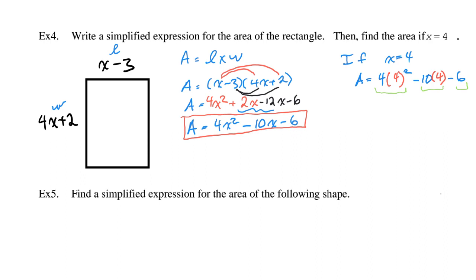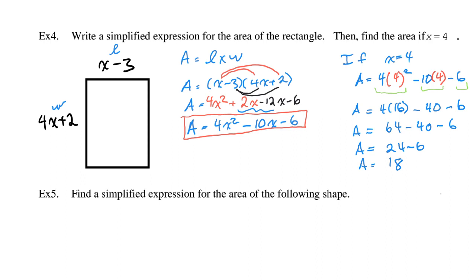So now A is equal to 4 times 16 minus 40 minus 6. And then A is equal to 64 minus 40 minus 6. Use your calculator and you end up with 24 minus 6, which means A is equal to 18 centimeters squared is our final answer. And we're done.